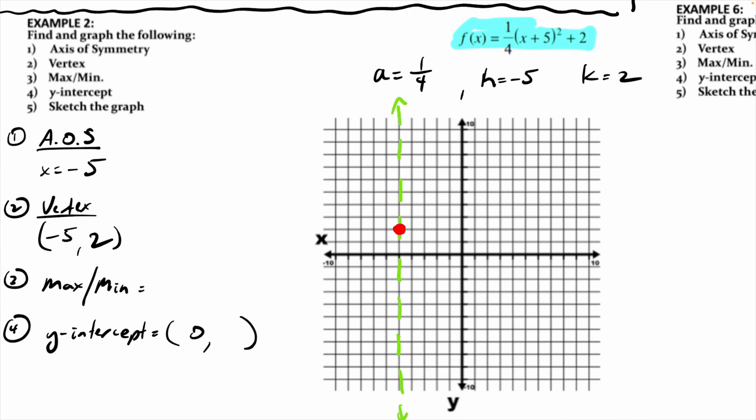Y-intercept. Plug in 0 for x. So I'm going to go back to the original, 1/4 parentheses. I'm going to rewrite everything that was originally there except the x. Don't change it to -5. Oh, the axis of symmetry was negative, the h was -5. No, leave it the way it was. Don't mess with those.